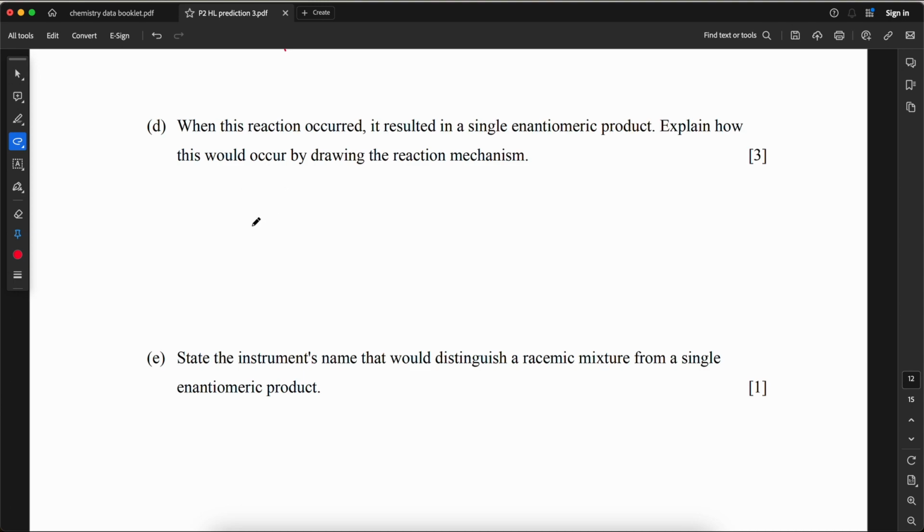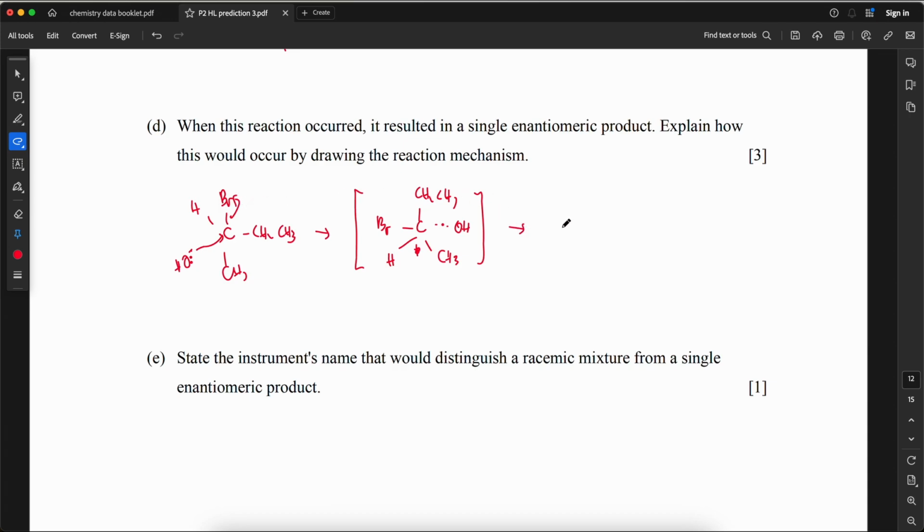So that would be C with Br, and then CH3, CH2, CH3, with H. The nucleophile here will attack the C here. So it will form the intermediate, which has both OH and the leaving group. So CH2, CH3, and then H, and then CH3. Then the leaving group will leave. I forgot the arrow right here. So it will produce the alcohol, and then the leaving group ion, which is Br minus.